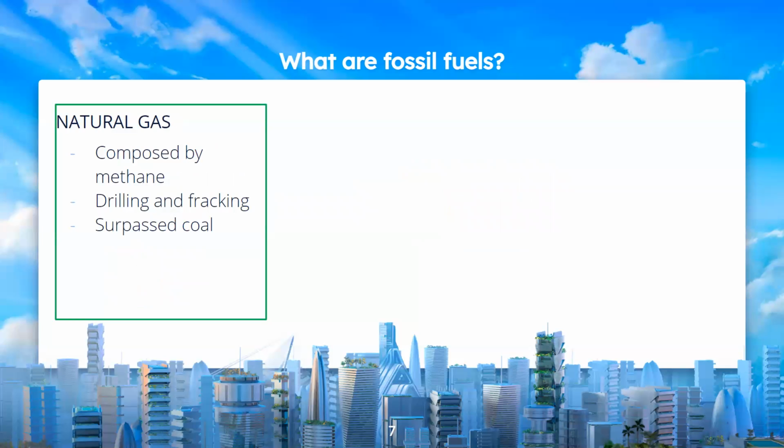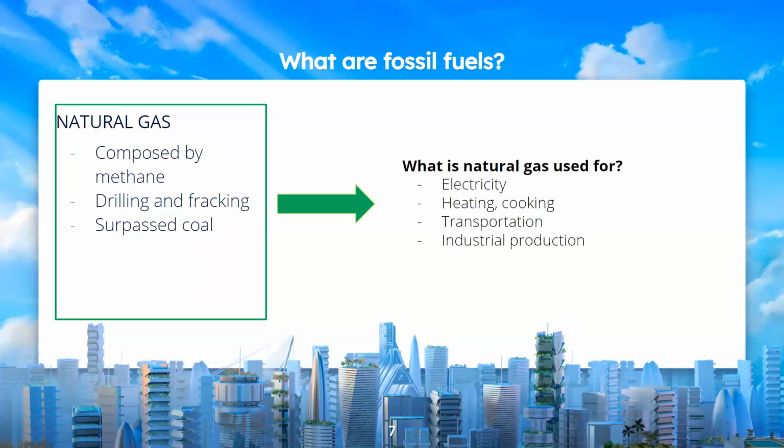And natural gas, also formed millions of years ago. Natural gas is composed primarily of methane, a greenhouse gas. The main techniques to access and extract natural gas are drilling and fracking, which basically is injecting high pressure water into a rock to extract the gas from it. Both oil and natural gas have surpassed coal as the main source of electricity. But what is natural gas used for? Natural gas is a source of energy to generate electricity, for heating, for transportation, and for production.